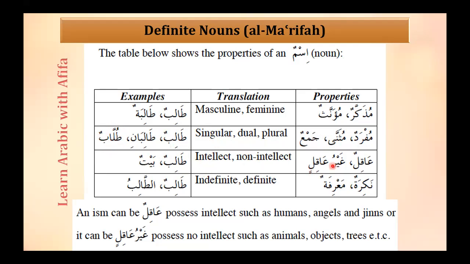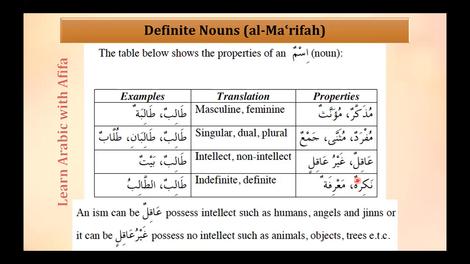Another concept that we will study in Arabic is aqilun, something that has intellect. For example, humans, angels, and jinns all have intellects. So we are called aqilun versus ghayru aqilun, which is things and objects that have no intellect. For example, baitun is non-intellect. It's a house. Okay, this is what we talked about today.